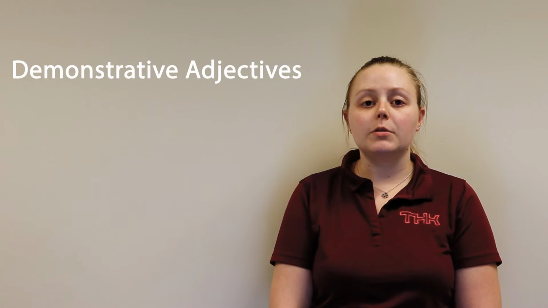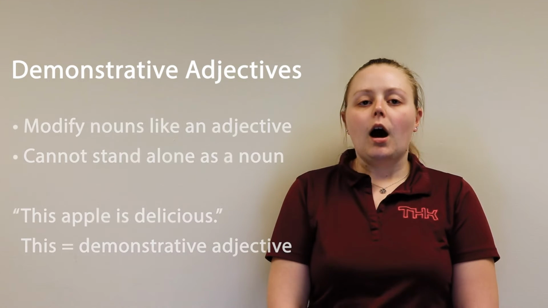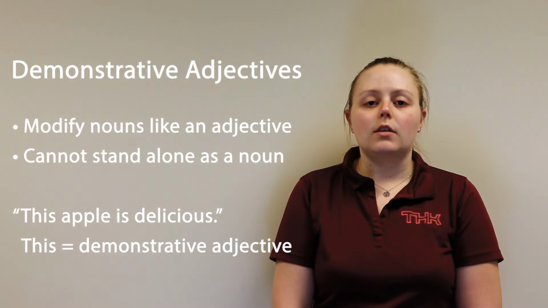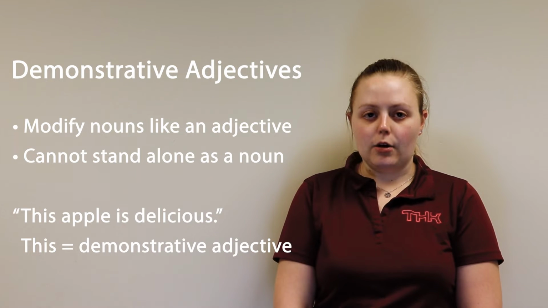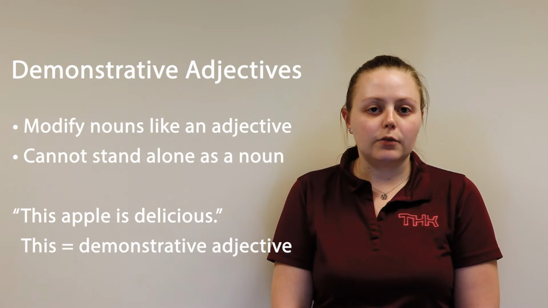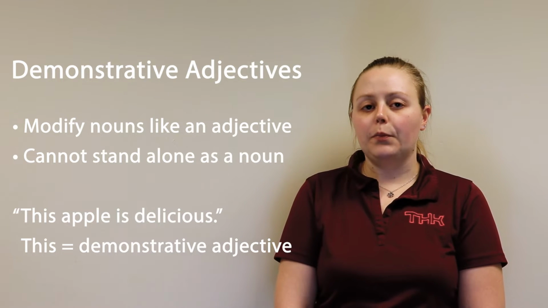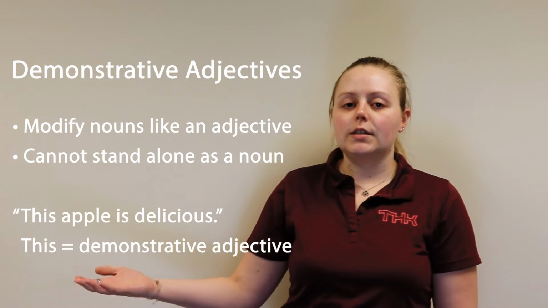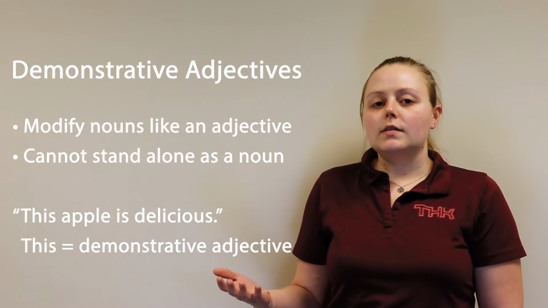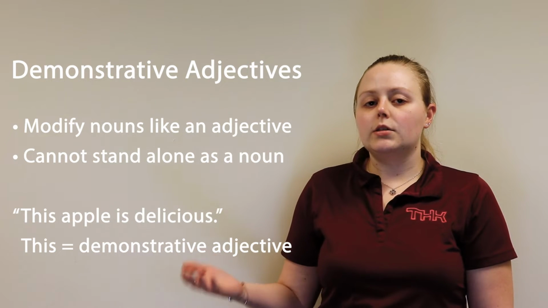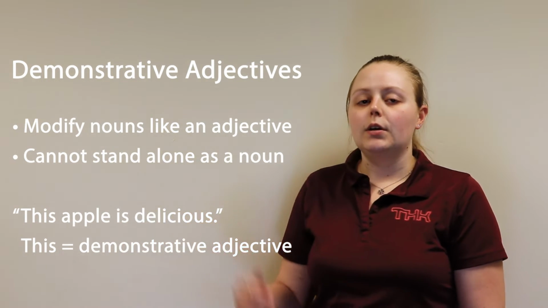Today, we will be using a very similar group of words called demonstrative adjectives. Unlike demonstrative pronouns, these specify a noun and modify it like an adjective. They do not stand alone as nouns. For example, this apple is delicious. This, in this case, is not a noun. It is describing a specific apple in the sentence.